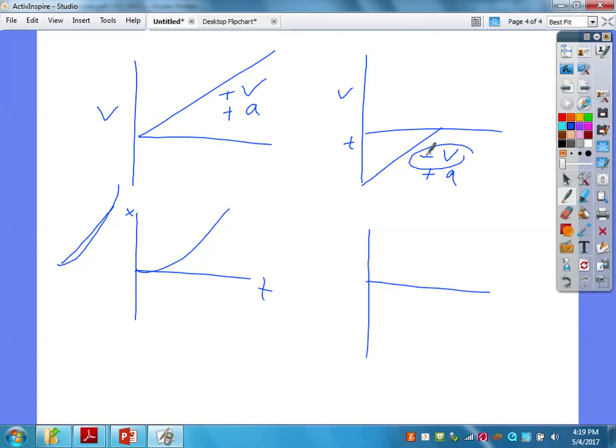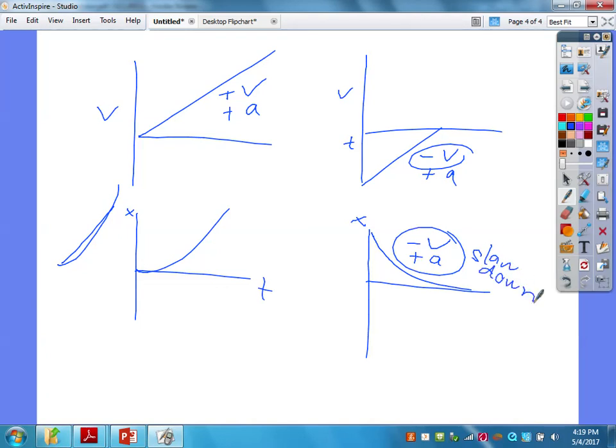Negative v. On a displacement time graph, that means I'm sloping down, but at the positive a, that means I'm slowing down. So it would be something like this. That would be the interpretation for the other graph, because again, the one on the right is telling me negative v, negative slope, but it's getting slower. So positive a. They have to be opposite signs to be slowing down.